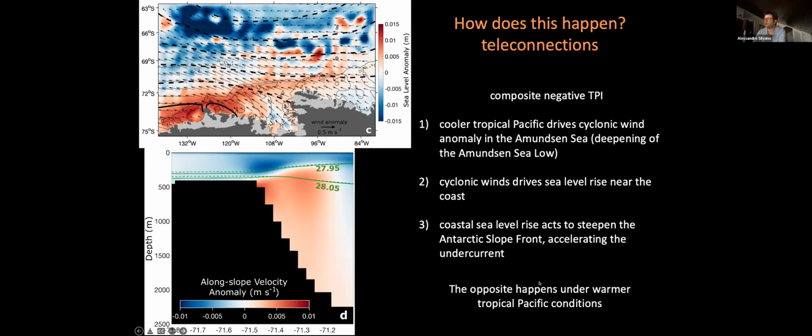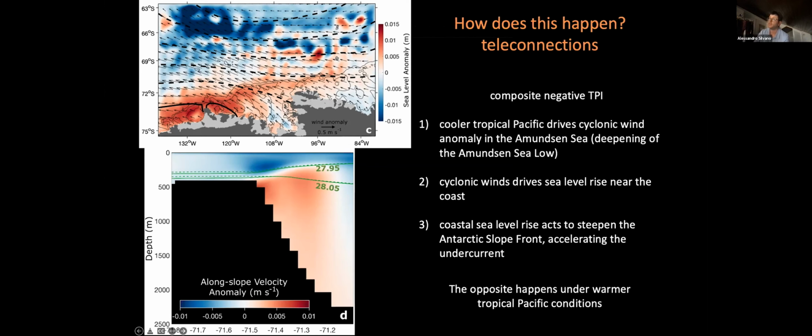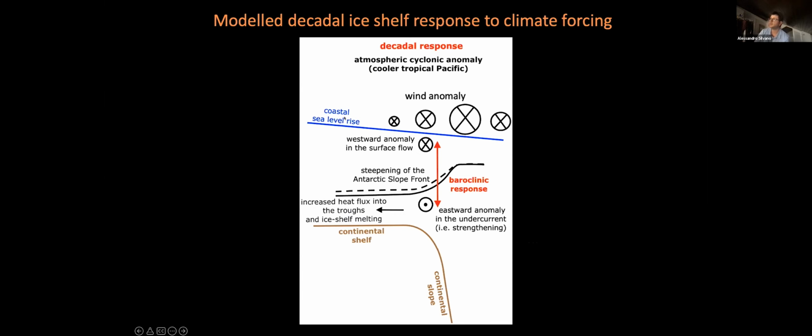The opposite happens when you have warmer conditions in the tropical Pacific. So in this model, cooling in the tropical Pacific drives more melting in the Amundsen Sea. This is a schematic to summarize this process. When you have cooling in the tropical Pacific, you have an atmospheric cyclonic circulation anomaly in the Amundsen Sea. This is what we call the deepening of the Amundsen Sea low, the low pressure system over the Amundsen Sea. This creates accumulation of seawater near the coast, so sea level rise near the coast, which acts to create a westward anomaly in the surface flow because of the sea level tilt, but also acts to steepen the isopycnals. This is the baroclinic response typical of the ocean. This baroclinic response ultimately results in strengthening of the undercurrent, which causes more heat flux onto the shelf and more melting of the ice shelves.